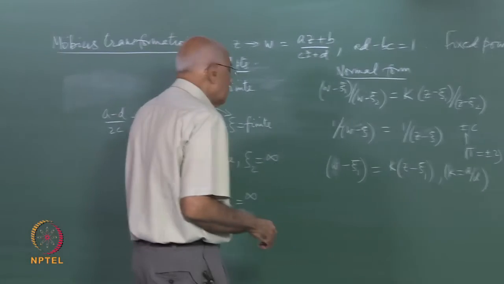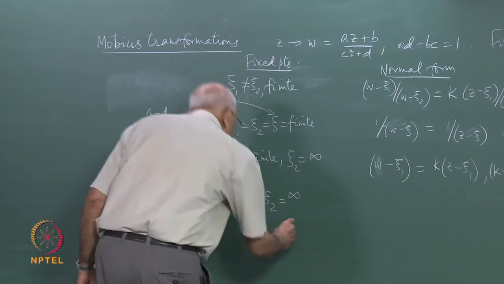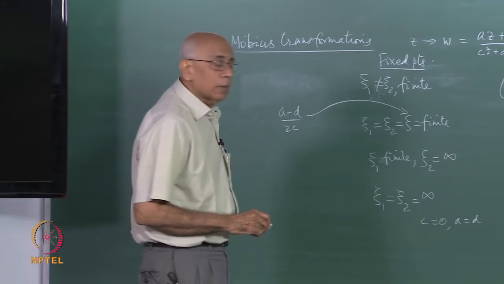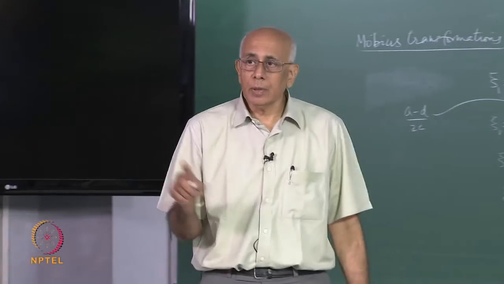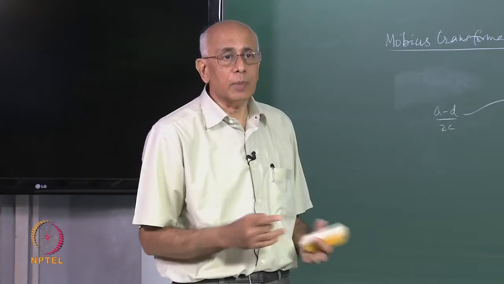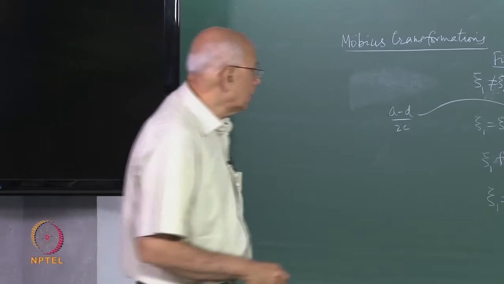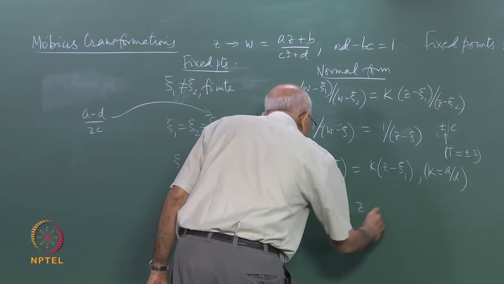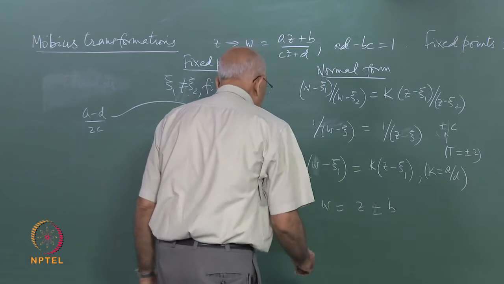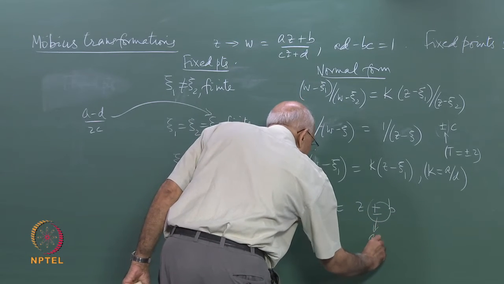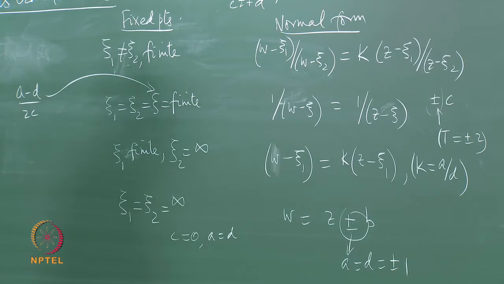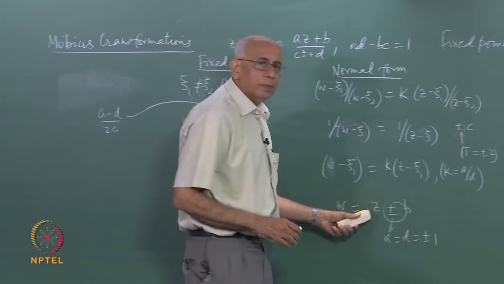And finally in this case, what happens is you not only have c equal to 0 but you also have a equal to d, that is the only possibility. And since AD minus BC must be 1, it says a squared is 1 or a is plus or minus 1, as is d. And the normal form in this case simply is w equal to z plus or minus b, and this plus or minus is according as a equal to d equal to plus or minus 1. And this is just a shift, no scaling either, just a shift.